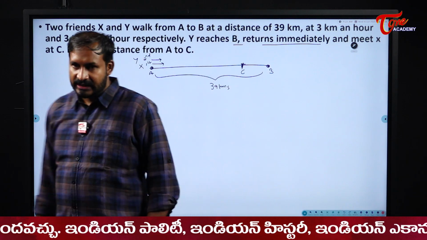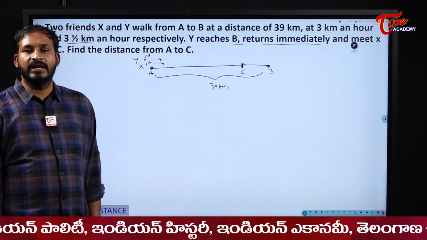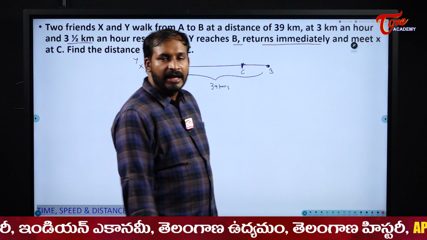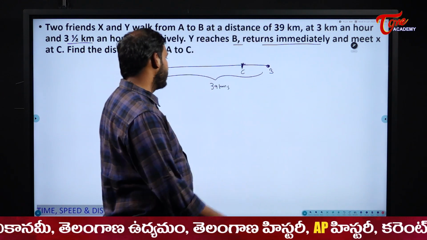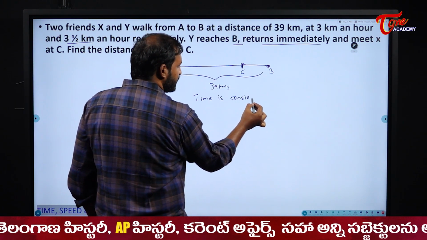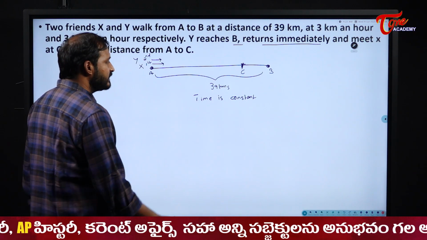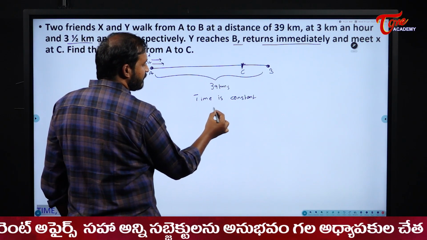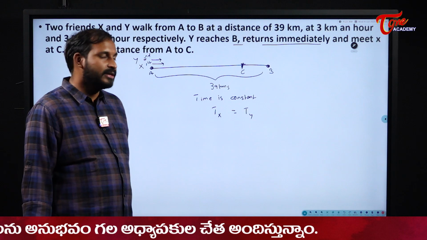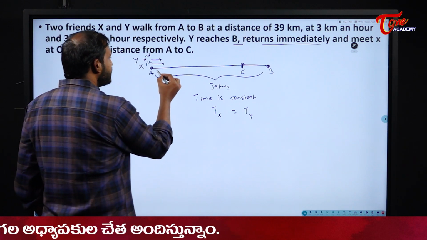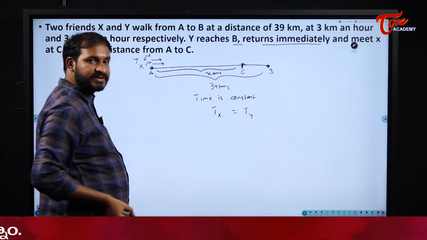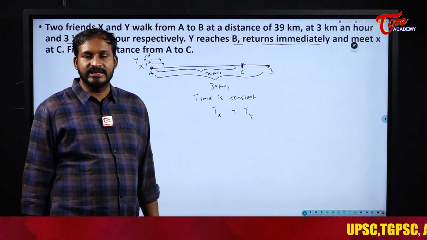Now here see here students, they are meeting each other means obviously both X and Y are traveling for the same time. Here time is constant, right? So when time is constant, then time taken by X will be equal to time taken by Y. Before going to that, assume that the distance between A and C is some X kilometers. Why? Because that is the distance which they asked us to find. So I am assuming A and C's distance is X kilometers.